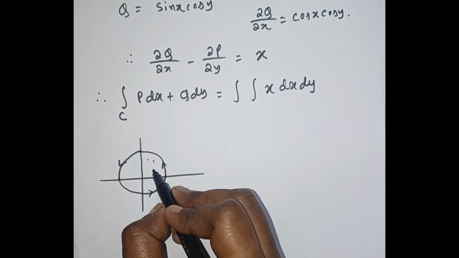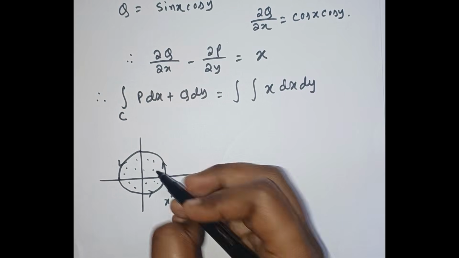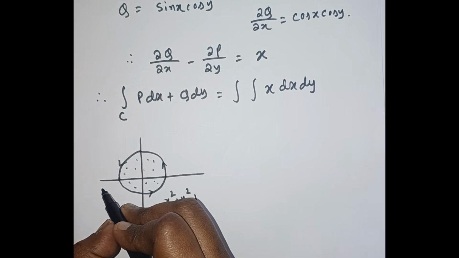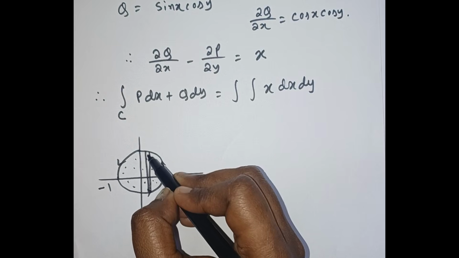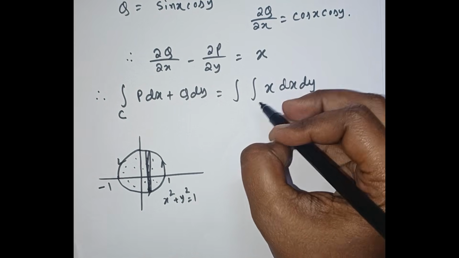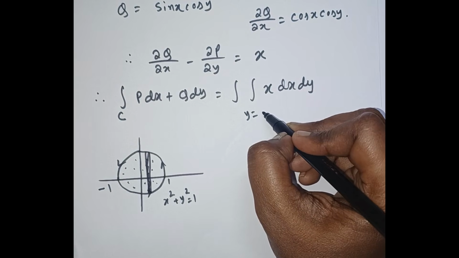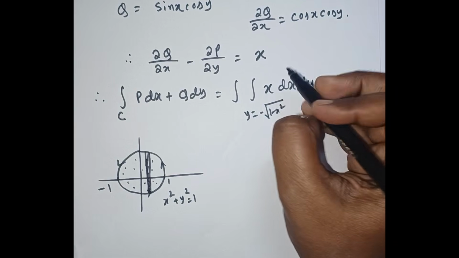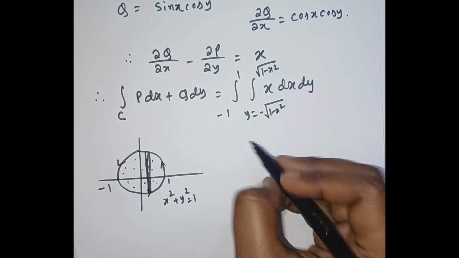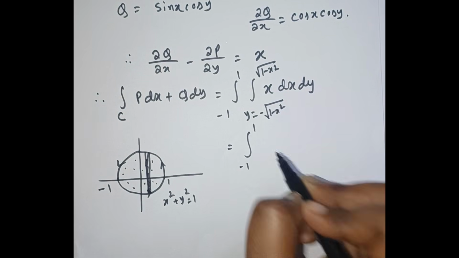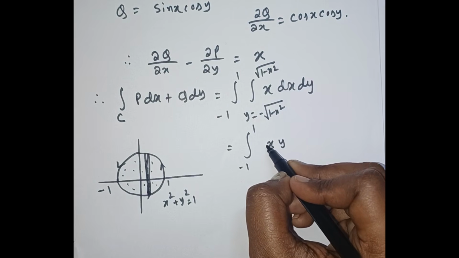Now we have to calculate the double integration over this shaded region. So you know how to solve double integration. We have to take a strip. You may also take a horizontal strip, but I am taking a vertical strip here. The left end is minus 1 and the right end is 1 because the radius is 1. So you know the limits. The limit for y will be minus root of 1 minus x square to root of 1 minus x square. And the limit for x is minus 1 to 1, because the strip is movable from the left end to the right end.